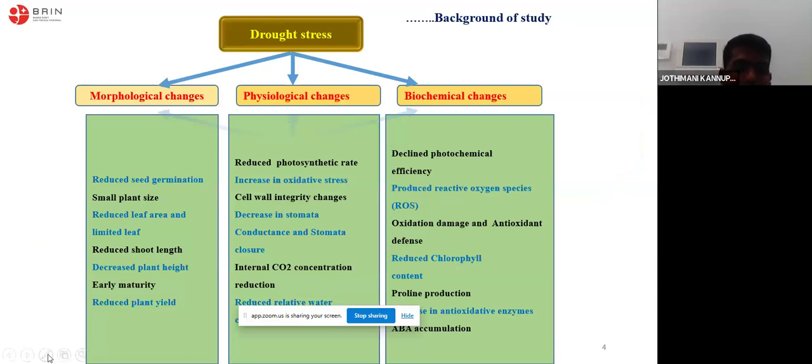There are some morphological changes: reduced seed germination, small plant size, reduced leaf area, and reduced shoot length. The physiological changes such as reduced photosynthetic pigment rate, increased oxidative stress, cell wall integrity changes, decreased stomatal conductance and stomatal closures. Then finally, biochemical changes: declined photochemical efficiency, produced reactive oxygen species, the oxidation and antioxidant defense, reduced chlorophyll content, proline, protein, and high level of ABA accumulation.